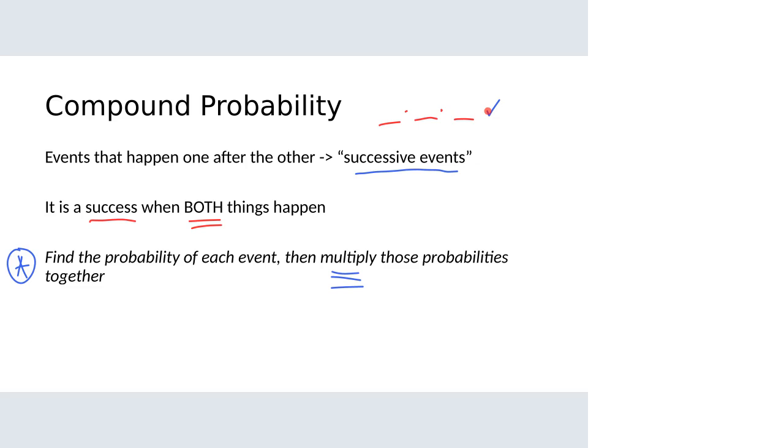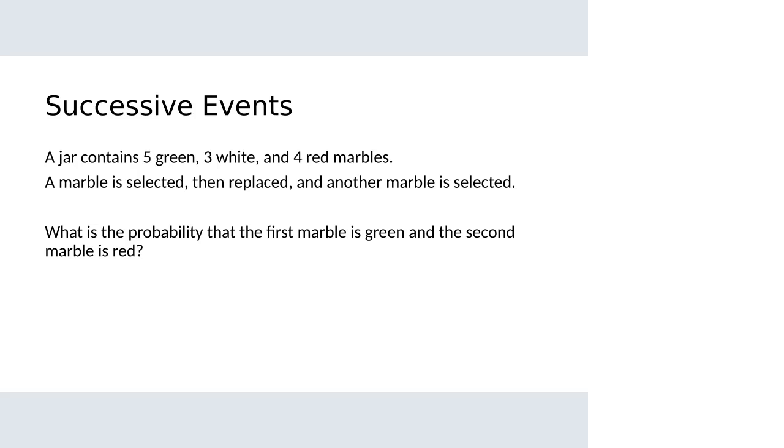Let's take a look at a compound probability type of scenario. A jar contains 5 green, 3 white, and 4 red marbles. A marble is selected, then replaced, and then another marble is selected. So there's our compound probability. We're going to select a marble, and then we're going to select another marble. So we have 2 things happening. These are successive events. One thing happens, and then after that, another thing happens.